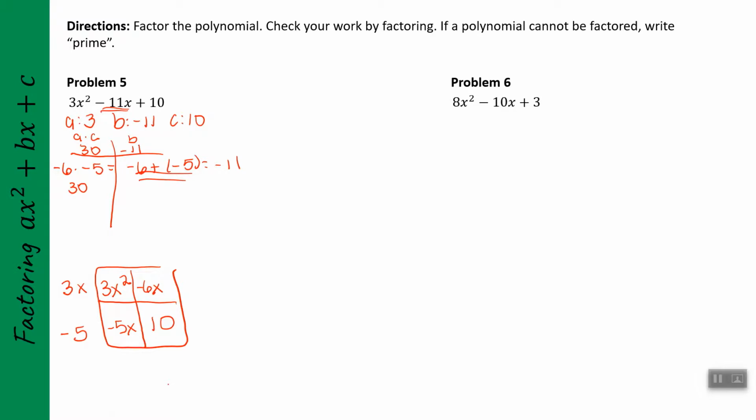Okay, what times 3 is 3? Well, that's just 1. X times x is going to get me x squared. X times negative 5 gets me that negative 5x I need. 3 times negative 2 is going to get me negative 6. X I already have. Let's check. Negative 5 times negative 2 is positive 10, so it works for that last box as well. My factors are therefore 3x minus 5, x minus 2.